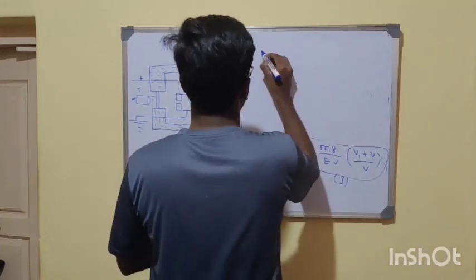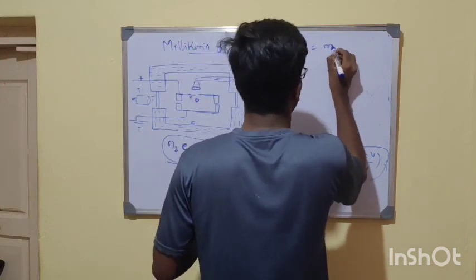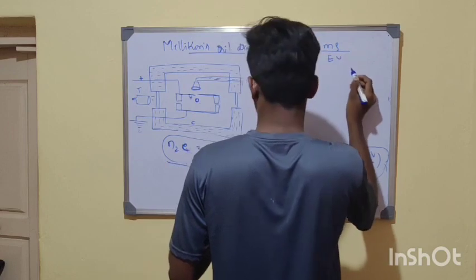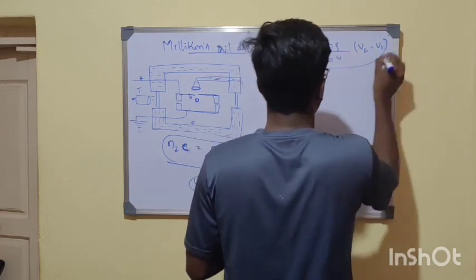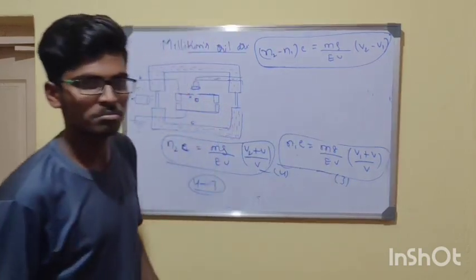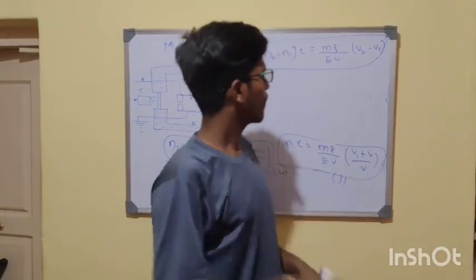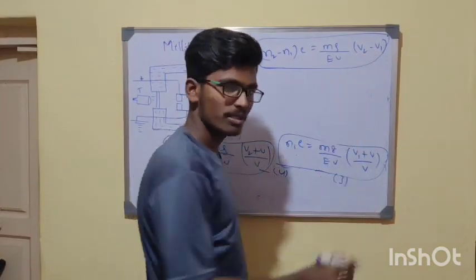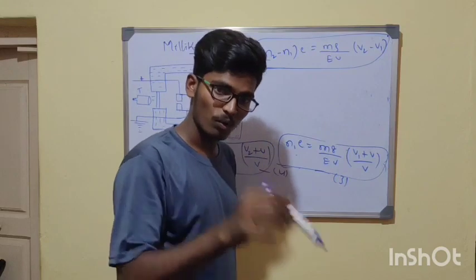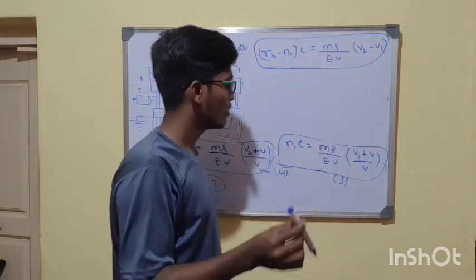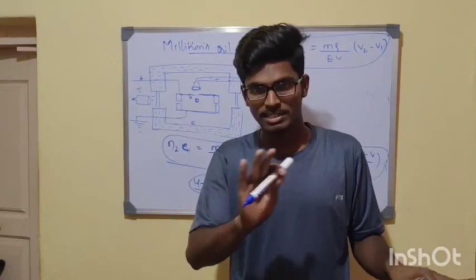We get (n2 minus n1) into E is equal to mg divided by ev into (v2 minus v1). This is the final equation we have. Here v2 is the velocity when it acquires additional charges. v1 is the velocity of the oil droplet moving in the upward direction when there are no additional charges, that means ionization of the gas molecules does not take place.